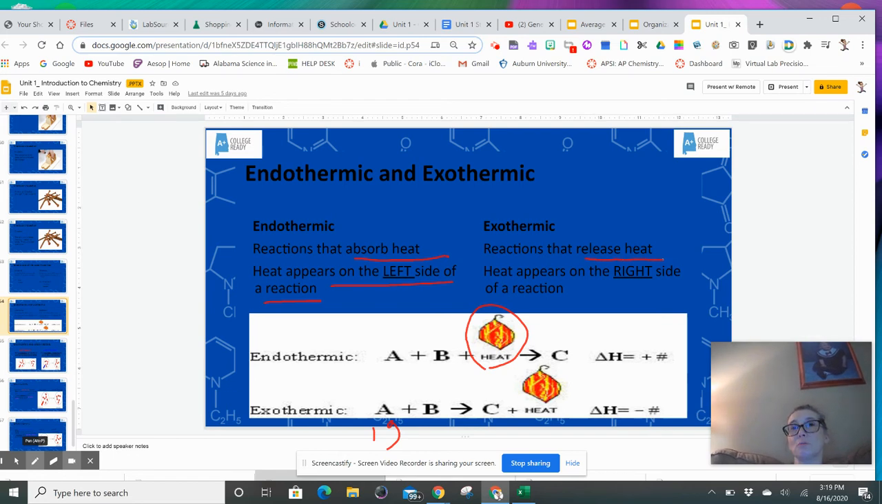Exothermic is a reaction that releases heat. And so heat appears on the right side. It appears as a product. It gives off heat. So exothermic gives off heat. Just think exit, giving it off. So exothermic gives off heat. Endothermic absorbs heat, takes it in.